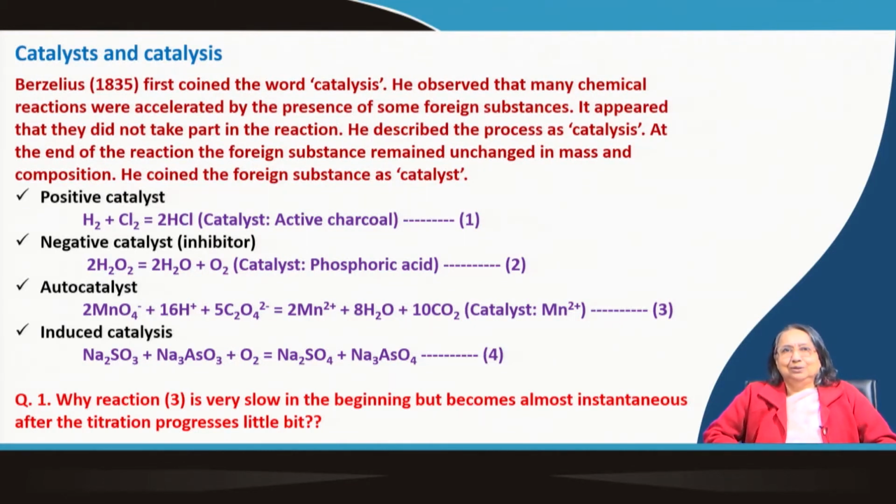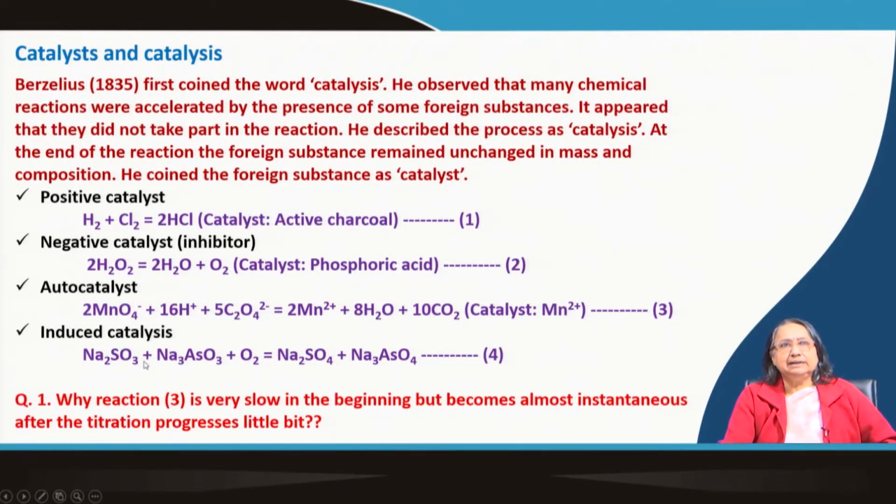Why is it so? Why initially is it not going fast, and after a few drops of addition you see that the color is going very fast? This is because the Mn2+ which is produced in this reaction is acting as the catalyst. Okay. So, here the catalyst is Mn2+, and this type of reaction is called autocatalysis. Auto means self. The product itself is acting as the catalyst, that is why it is called autocatalysis.